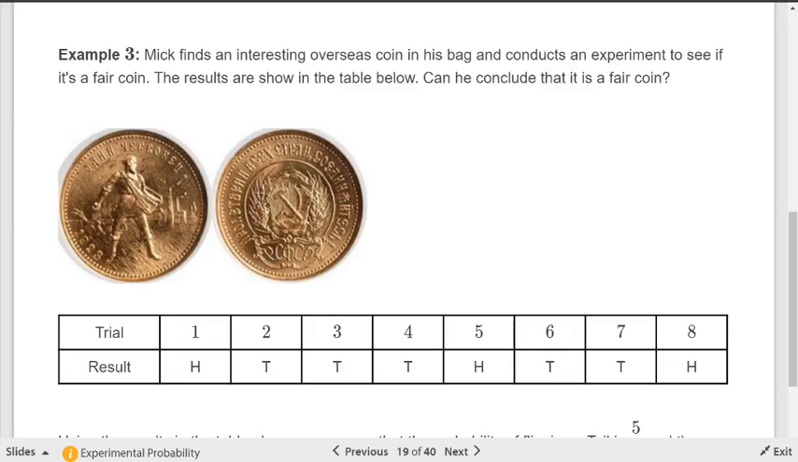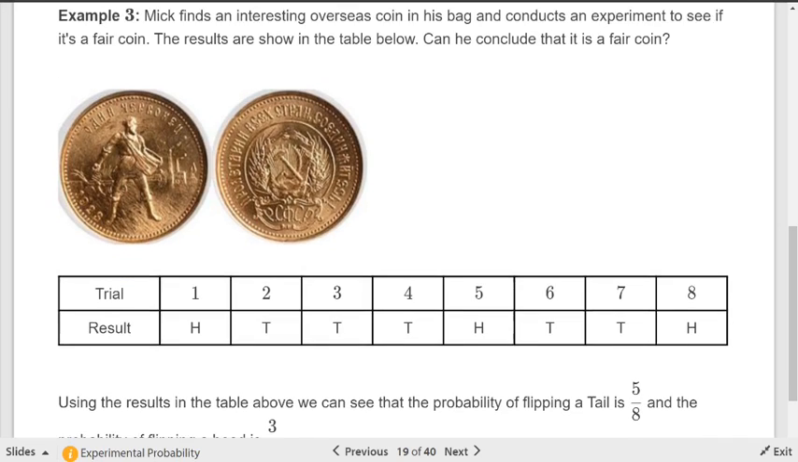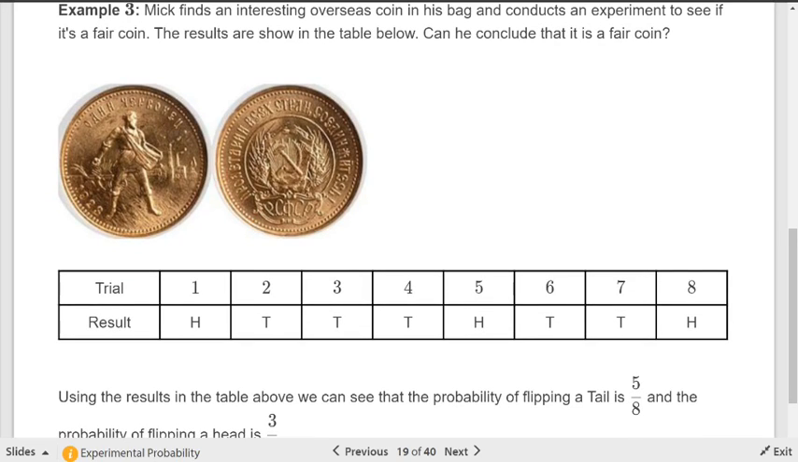Well, not all coins. That's why he's finding an interesting overseas coin. Yeah. That's why they're saying he's found an interesting overseas coin, because it might not have the same properties of the coins you're used to. All right? There used to be an American coin that was one metal on one side, so it was silver on one side, and then it was gold on the other side. It was only just for the bicentennial.